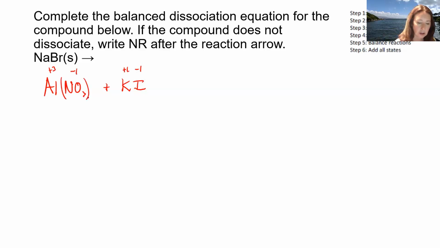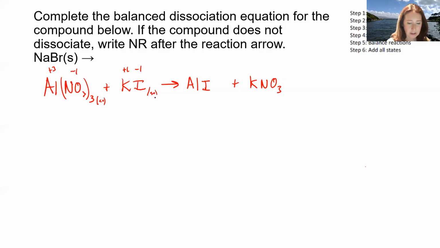So we need 3 of these. And it's a double displacement, obviously. So Al plus K, and then they switch, AlI, that just looks weird, and KNO3. This one's no reaction. That's why it's probably giving you trouble. So this is aq, and this one's aq. How do I know this is no reaction? I know all nitrates are soluble.